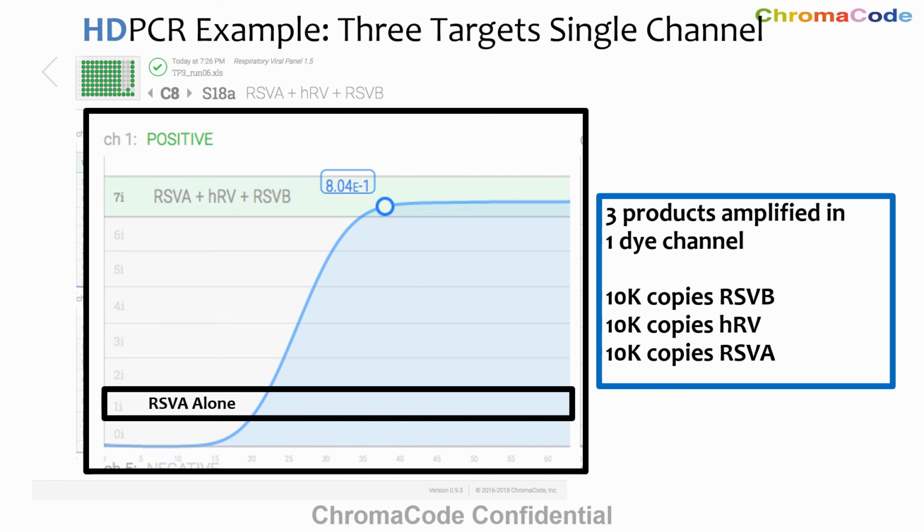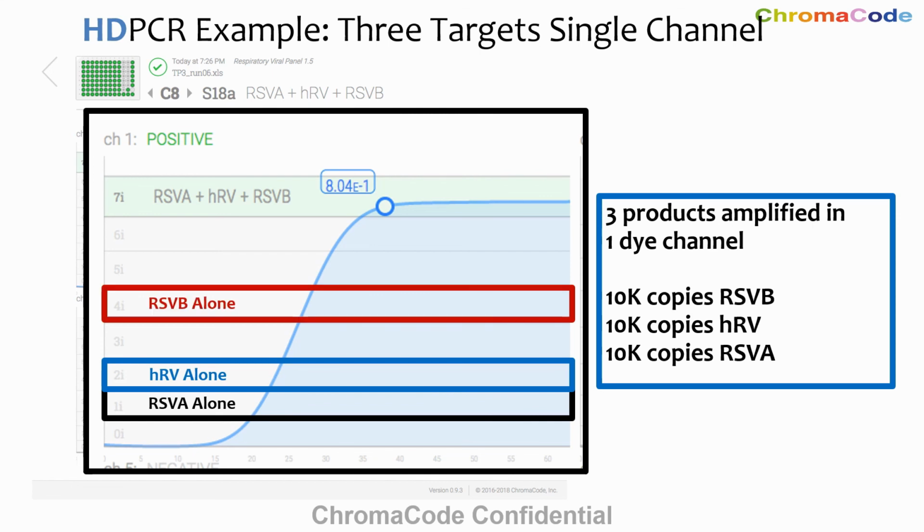Had the reaction only had RSV-A, the qPCR curve would have terminated in the band that you see highlighted in black. If instead there had only been human rhinovirus, the curve would have terminated in the band that you see highlighted here in blue. Similarly, if RSV-B had only been present, you would have had a curve that would have terminated in the band you see highlighted in red.